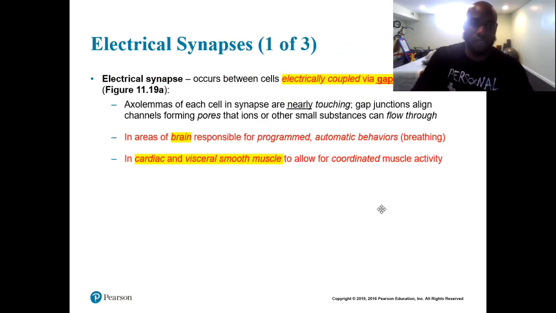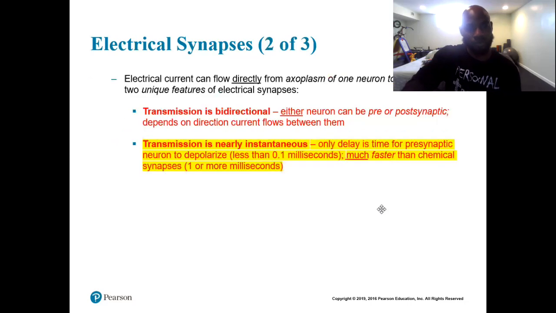Electrical synapses. Electrical synapses occur between electrically coupled gap junctions. This is similar to what we've been talking about so far. The axolemmas of each cell at the synapse are nearly touching, gap junctions align, forming channels with pores that ions or small substances can flow through. We find these in the brain, in programmed automatic behaviors such as breathing. We also find this in cardiac and visceral smooth muscle, allowing for coordinated muscle activity.